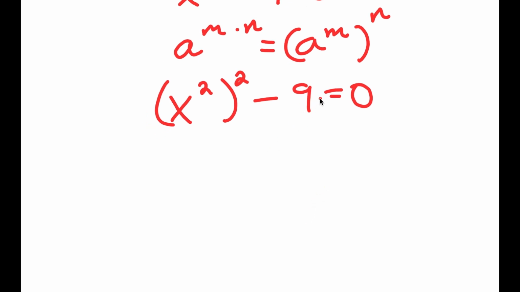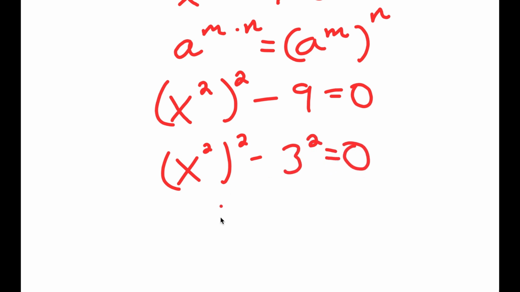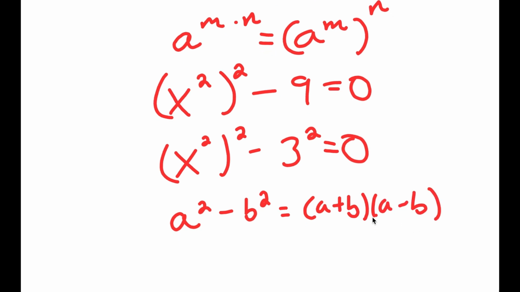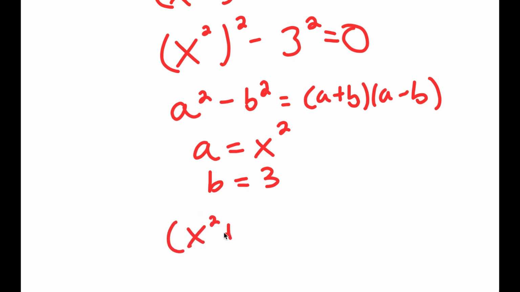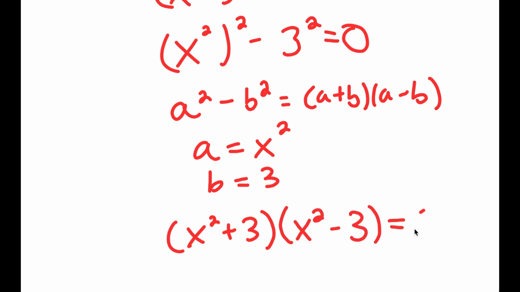Now I'm going to rewrite negative 9 here as negative 3 squared. And if I have something in the form a squared minus b squared, this is equal to a plus b times a minus b. So in this case, a is equal to x squared and b is equal to 3. So now I'm going to be left with x squared plus 3 times x squared minus 3 is equal to 0.